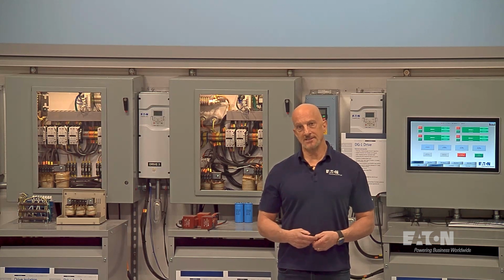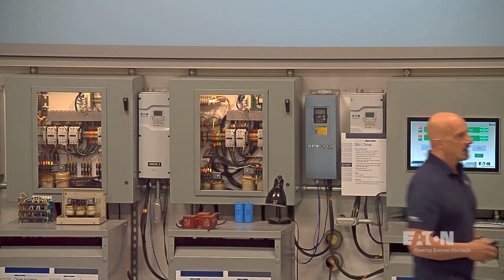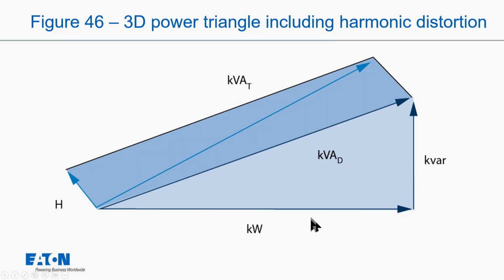So let's take a look at the power triangle, but in a three-dimensional version here. On the x-axis here we have kilowatts. On the y-axis we have kVAR. On the hypotenuse we have kVA, and this D here stands for displacement. What that means is that's the two-dimensional but basically 60 hertz part of your apparent power. Okay? Now let's add in harmonics.